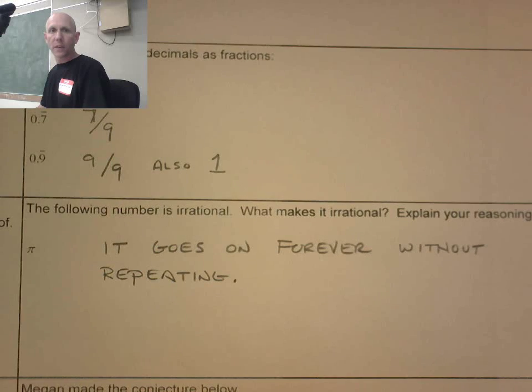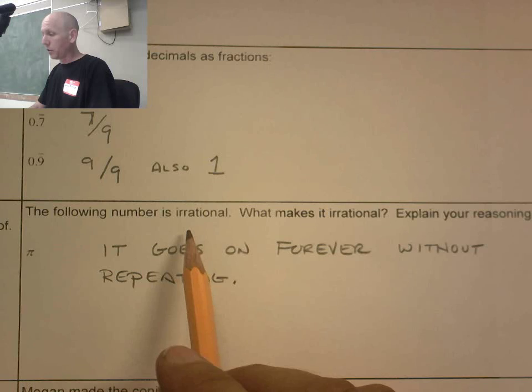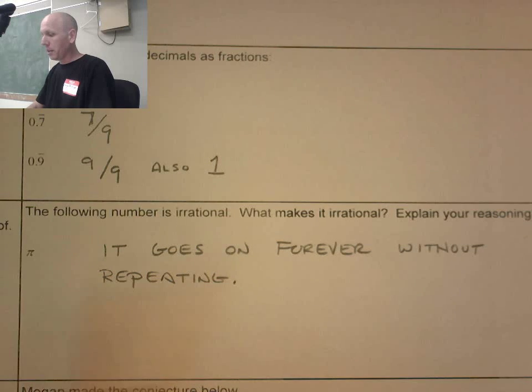Is the following number rational? The following number is irrational. What makes it irrational? Explain your reasoning. The number is pi. Well, what makes pi irrational? It goes on forever without repeating. Pi goes on forever without repeating. It is an irrational number.